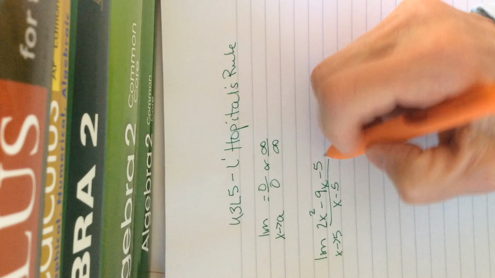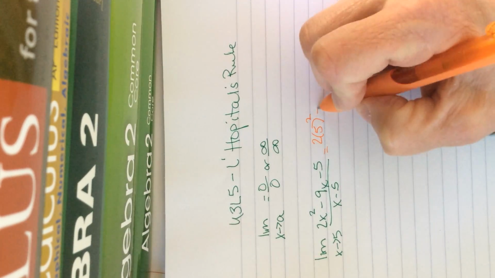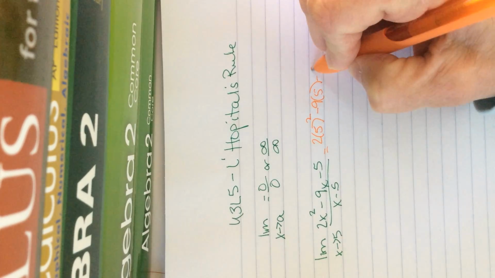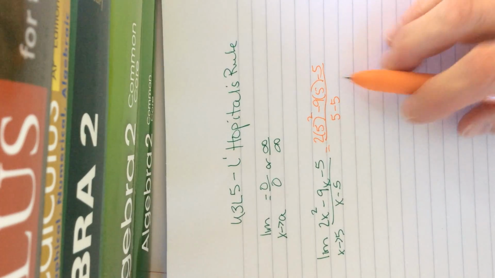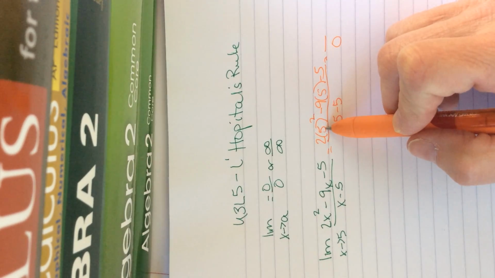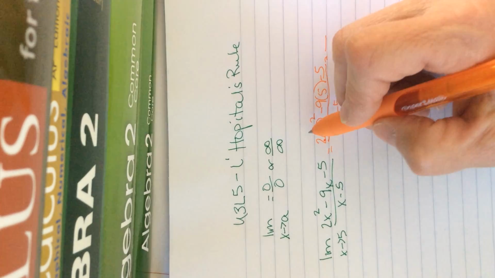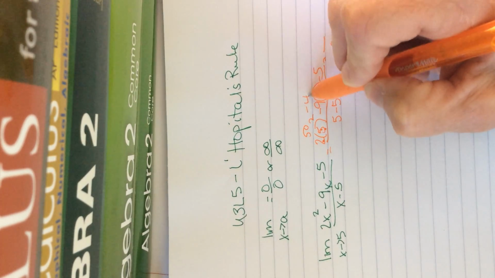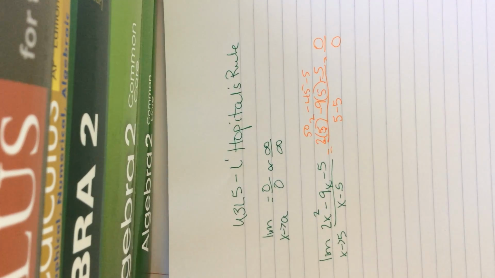If I substitute 5 for x and square it, 9 times 5 minus 5, denominator, okay, that's looking pretty obvious that we're going to get a 0 in the denominator. 5 squared is 25. 25 times 2 is 50. So I have 50 minus 45 minus 5, and that is 0. So L'Hopital's rule is a viable tool to use to evaluate this limit.